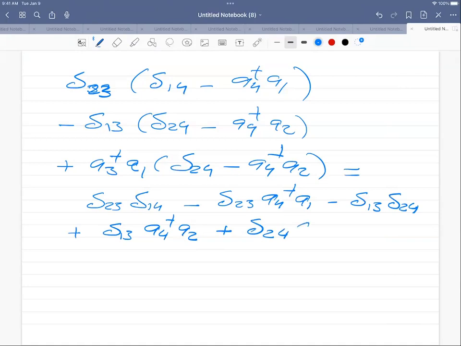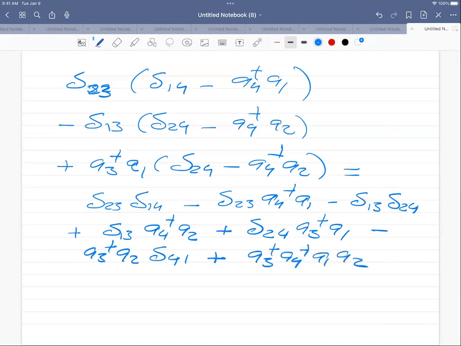And then you have an A3 dagger, A2, delta 4,1, plus the final term, which is A3 dagger, A4 dagger, A1, A2. So what Giancarlo Wick saw is that you can rewrite this in terms of contractions and normal order products.